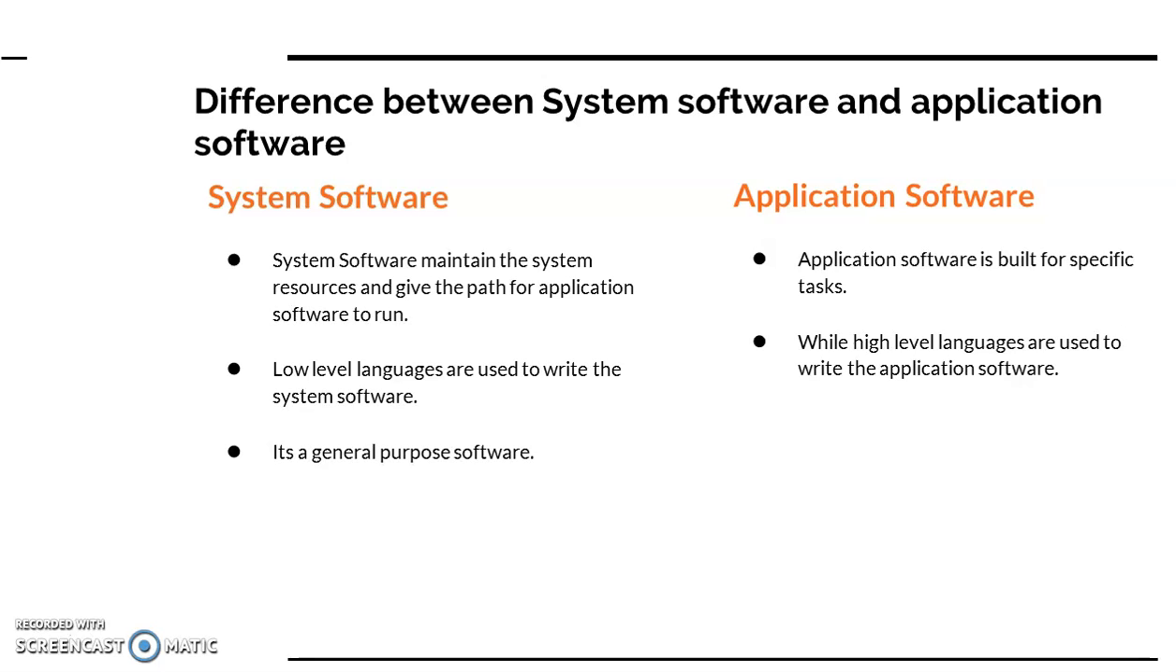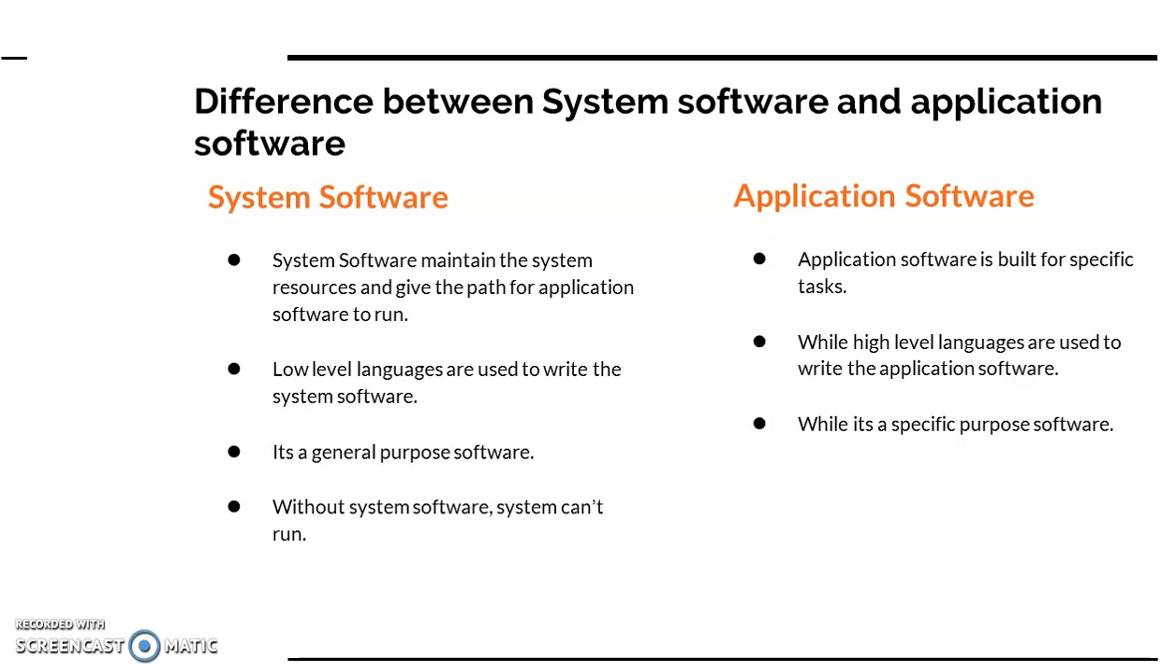Then system software is general purpose software. That means it performs various general functions, for example taking care of process execution, resource management, file management. These are the general purpose functions of your computer. All these tasks are managed and controlled by system software, while application software is specific purpose software.